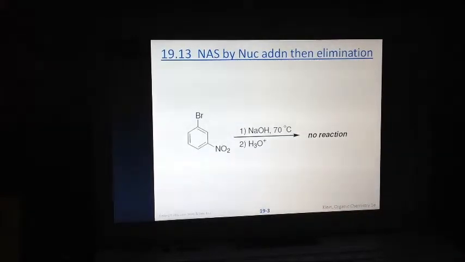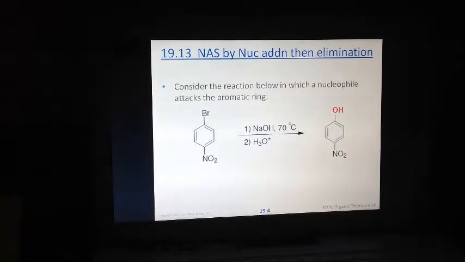So as you can see in this example here, this reaction does not work because only two of the three requirements are fulfilled. However, this is a much more appropriate reaction as all three of the requirements are fulfilled. We will now show you a mechanism to show you the step-by-step process of this addition and then elimination.